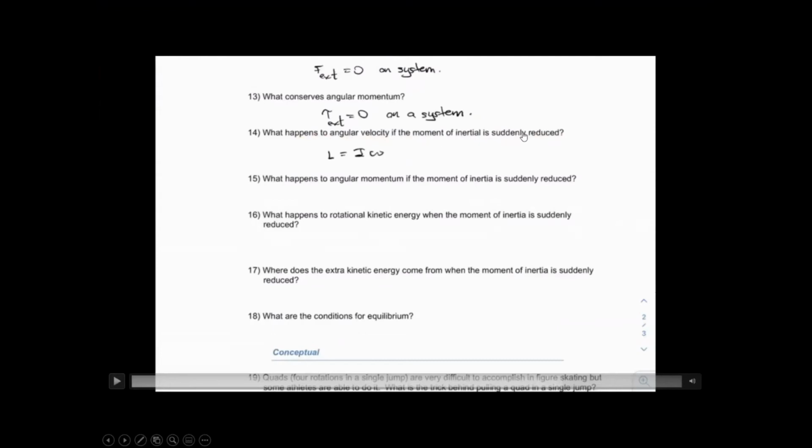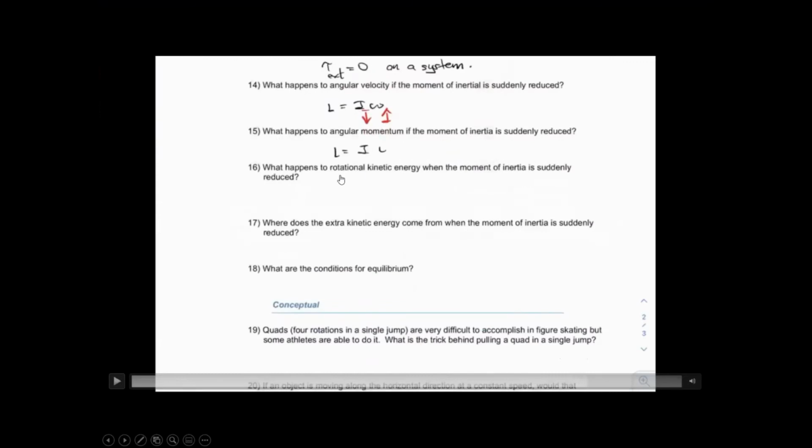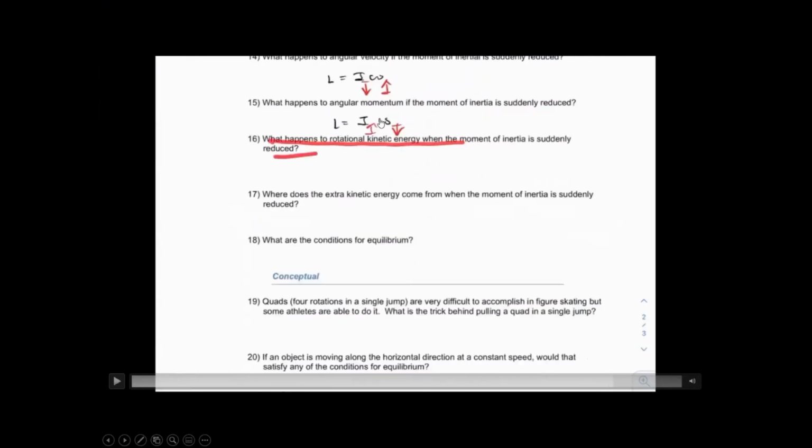If the moment of inertia is suddenly reduced, if I goes down, omega, the angular velocity, is going to go up. What happens to angular momentum if the moment of inertia is suddenly reduced? Nothing is going to happen to angular momentum. It remains constant. If you suddenly increase the moment of inertia, the angular velocity is going to go down.